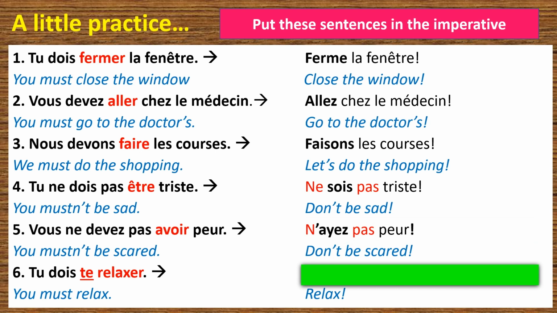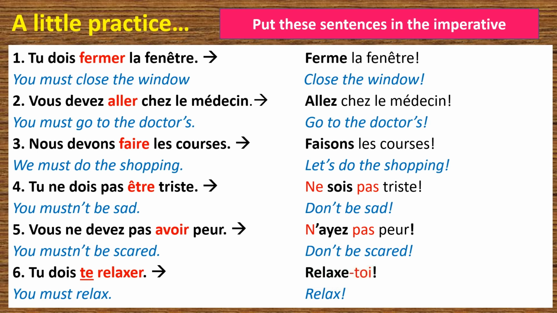Then finally, we've got a reflexive verb with tu. So, tu te relaxes would be the present tense. But then, of course, we know that with reflexive verbs, we are going to put the pronoun at the end and that the te is going to become toi. So, relax is going to be relaxe-toi.